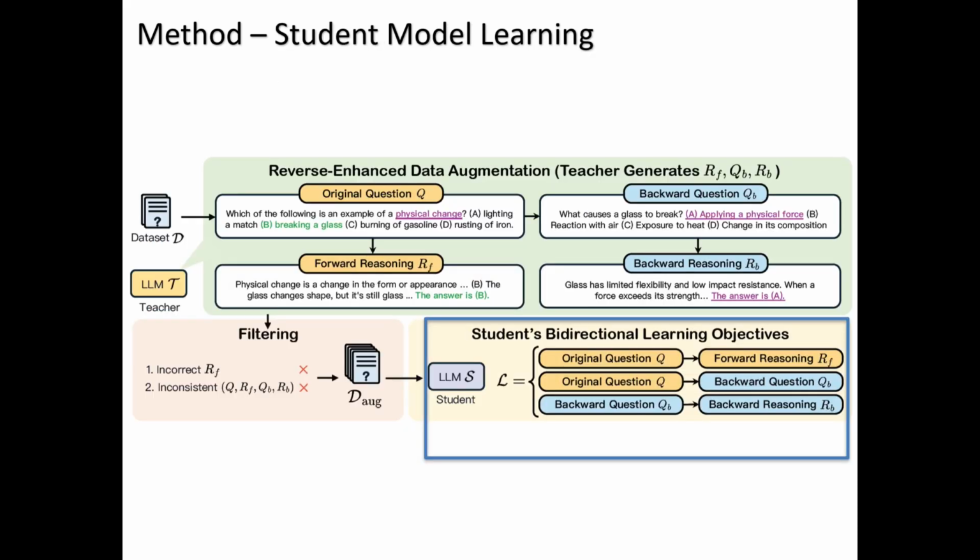After filtering, the next step is to train the student model. So this is the large language model they actually want to improve using the curated dataset. They define 3 parts of the objective function. First, given the original question, train the model to produce the forward reasoning. Second, train the model to produce the backward question. Third, given the backward question, train the model to produce the backward reasoning. This way, the student LLM is trained with reverse thinking. And these 3 parts can be seen as a form of distillation from the teacher model.